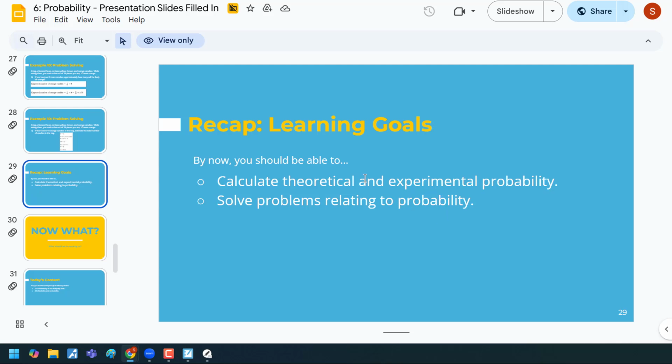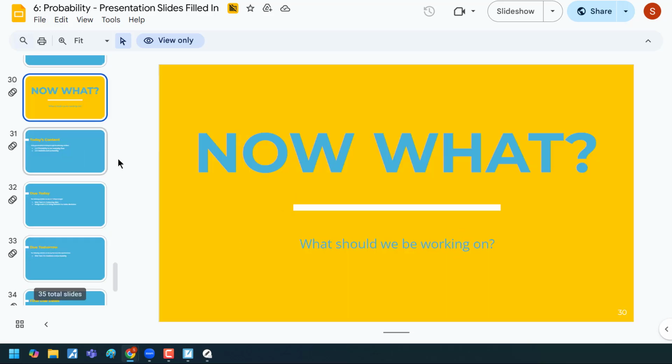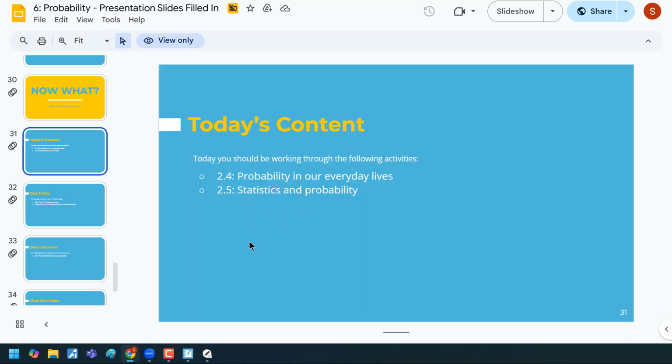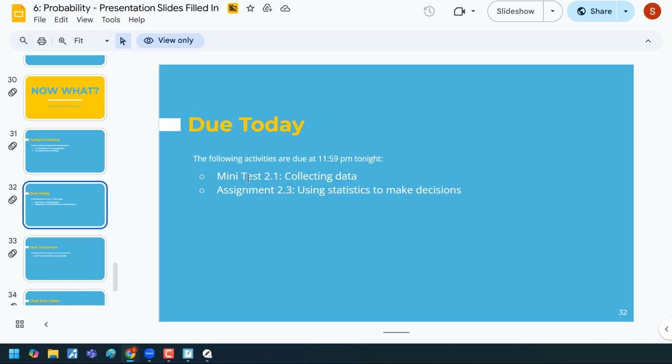Learning goals: calculate theoretical and experimental probability, solve problems relating to probability. Now what? What should we be working on? Should we work on 2.4, 2.5? Due today is the quiz and the assignment.